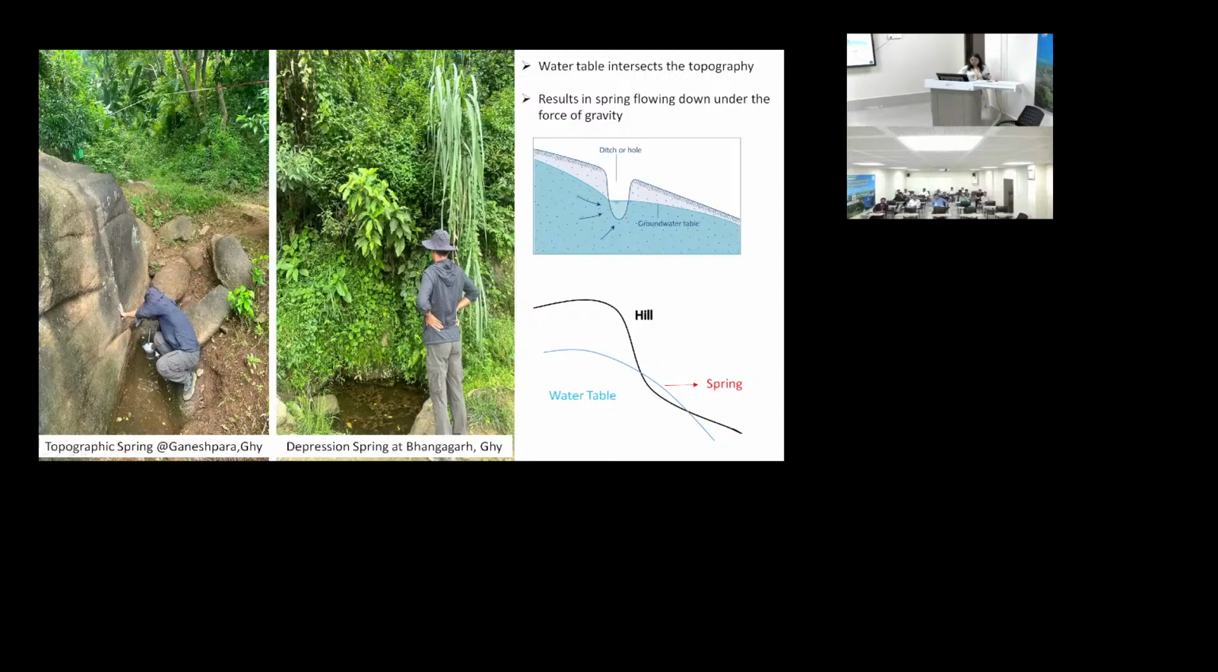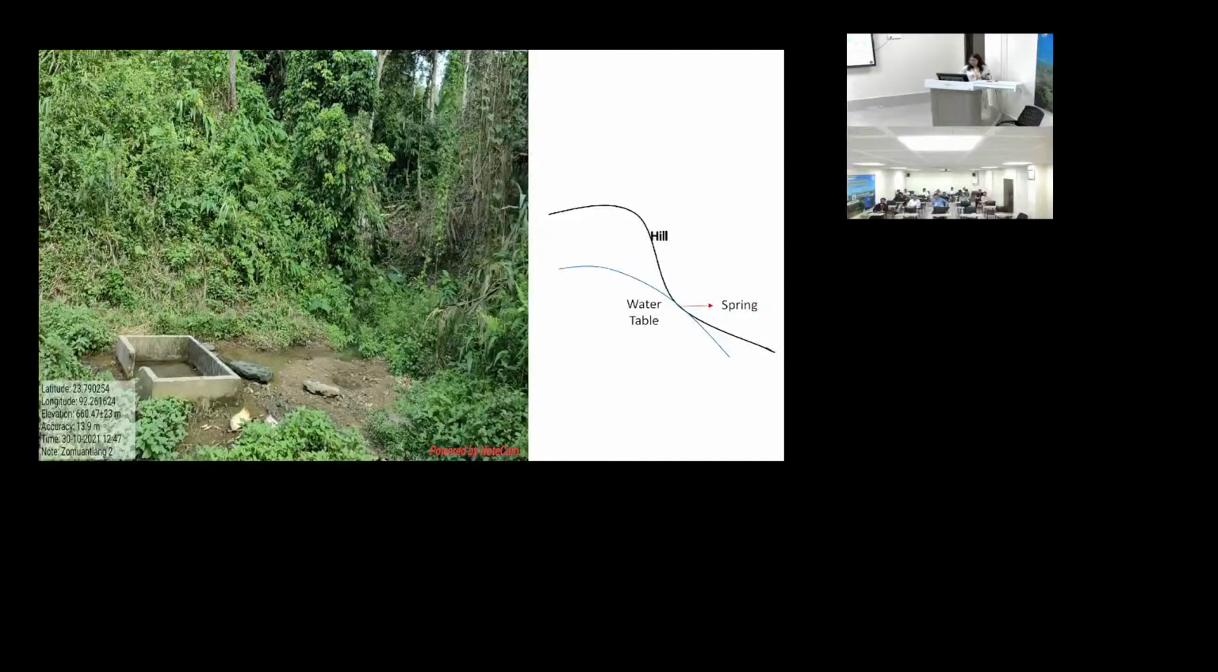Again for this one also. This is the slope direction, and this is the discharge point. Again, this is an example of Tripura. Water is flowing from this side. They have a storage tank here, and from here they are collecting the water and distributing downstream.